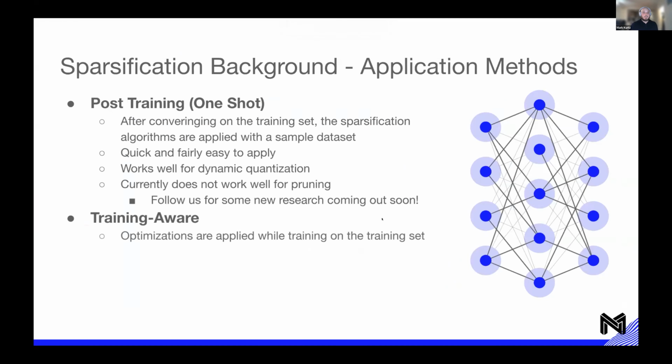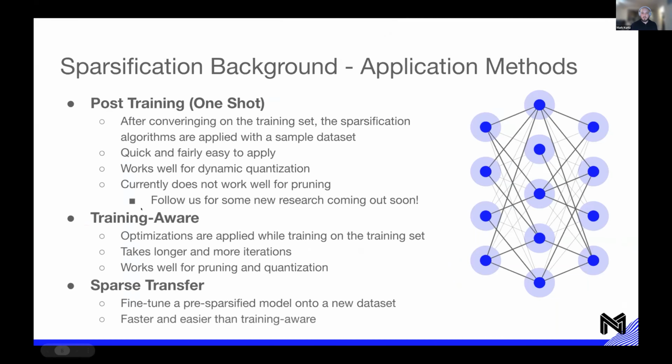Yeah, so great question. The post-training and one-shot does not require retraining. So this is all just going to be applied after training and during conversion. That's where we're pushing a lot of research right now. Training aware does require retraining. So what we're actually going to do is, after you have a converged model, we're going to train for probably a third of the time or half of the time that it originally took to train. We're going to train for that time to do the optimization. And then sparse transfer is retraining, it's just fine tuning. Yeah, great questions.